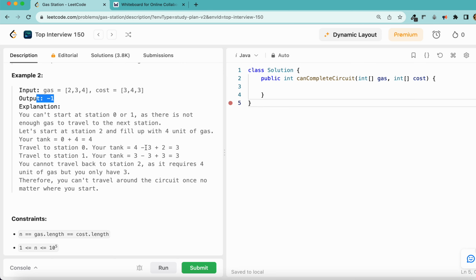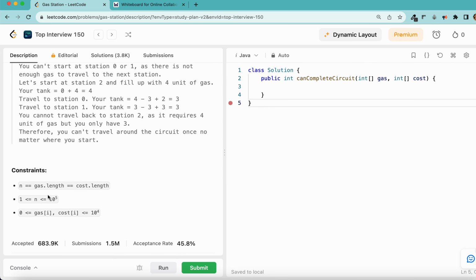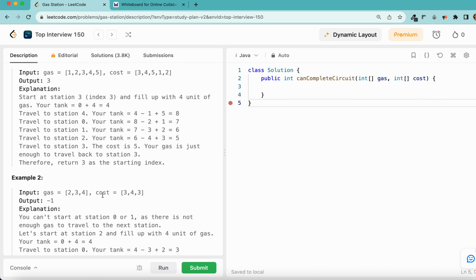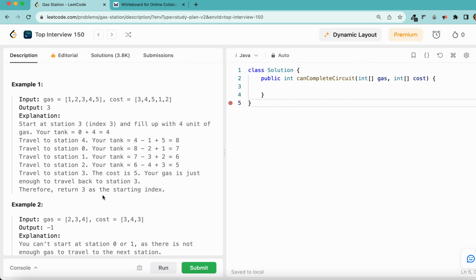Hope you understood the question, and the constraints are basic. n will be greater than 1, so there is no need to do null checking of the arrays. Now we can think of this solution as, as long as I'm having gas, I'll be able to make a move to the next station. If I have negative units of gas, then that is not a feasible solution.